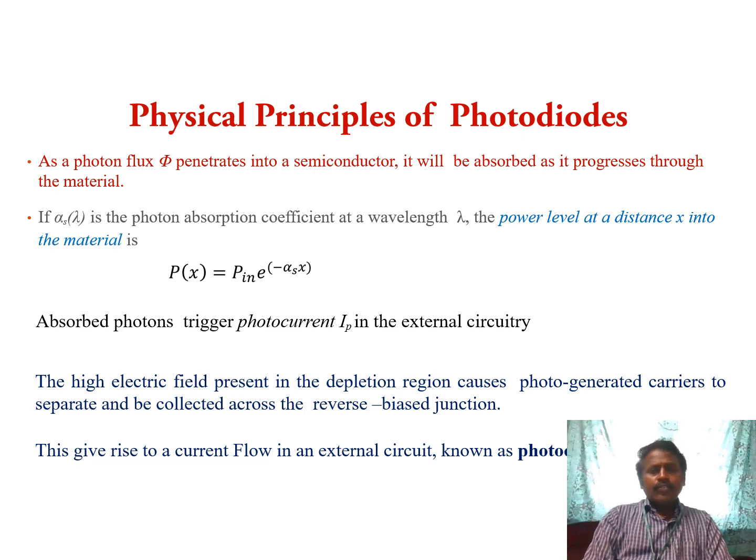So the basic principle of photodiode: as a photon flux P in penetrates into the semiconductor, it will be absorbed as it progresses through the material. Therefore, the power level at a distance x into the material, P of x, is equal to P in into e power minus alpha s into x. So the absorbed photons trigger photocurrent Ip in the external circuitry. This current flow in an external circuit is known as photocurrent.